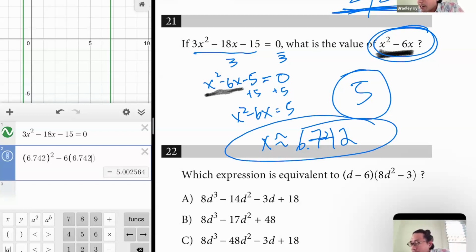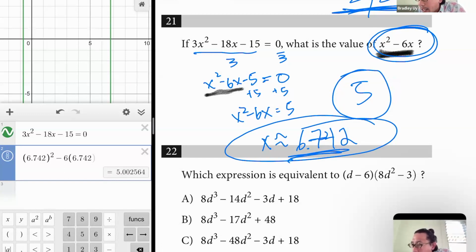Now, don't be confused there. Why is that not exactly 5? Because the answer for x is not exactly 6.742. That's an approximation. So you might approximate the solution to this to be 5, which we already established, which is exactly 5, by the way. The right answer is exactly 5. The reason why Desmos isn't saying so is because we approximated.